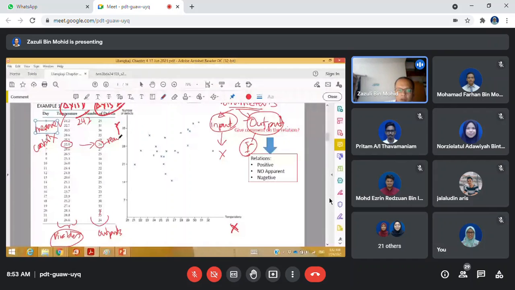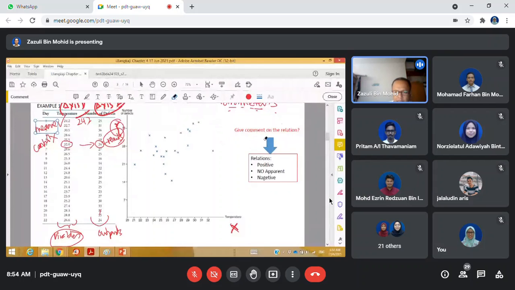So the result must be on the y-axis. When we plot it, just plot it like this, and then we have scattered data. So this is what we call the scatter diagram, and how we do it is just as I explained.